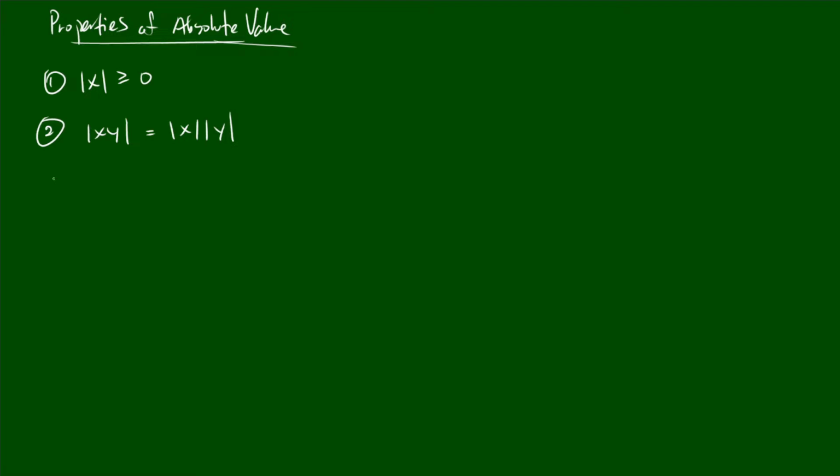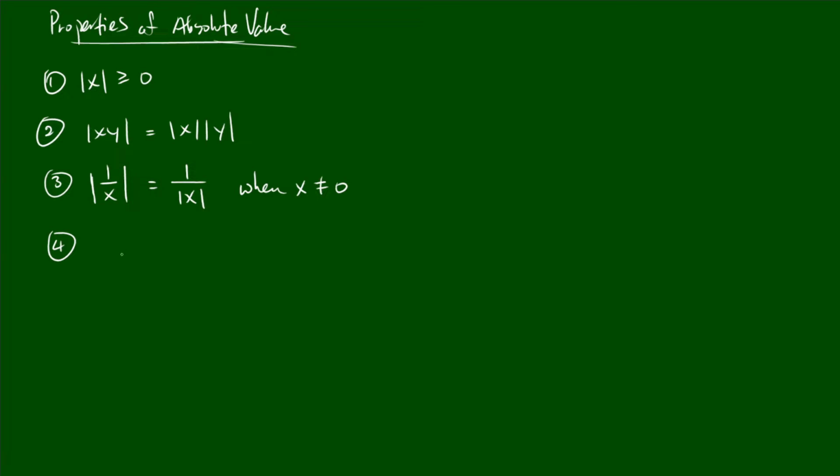Now, for the third property, say you have the absolute value of 1 over x. And let's extend that a little bit more. That's going to be the same as the quotient of their absolute values. Right? Because the absolute value of 1 is just 1. But that's only going to work when x is not 0, right? Because if x is 0, then this all falls apart.